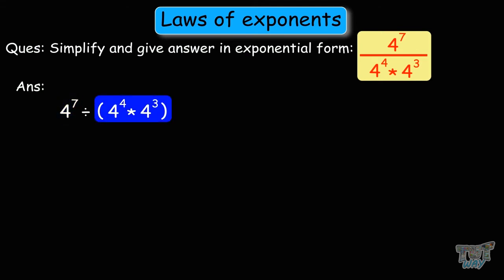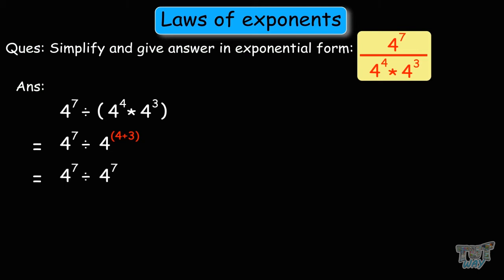We have to divide up the expression, so we'll solve the multiplication part first. Here the bases are the same, so we add the exponents. 4 to the power of 4 plus 3 equals 4 to the power 7. Now we divide 4 to the power 7 by 4 to the power 7. So we get 4 to the power of 7 minus 7, or 4 to the power 0. Because anything to the power 0 is 1.